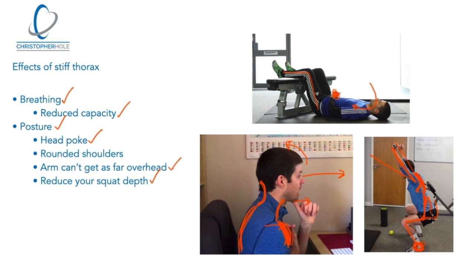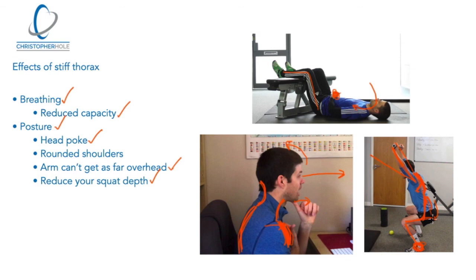So with regards to the 5 effects, so just as a quick summary, the 5 effects of a stiff thorax or a stiff thoracic spine is reducing the capacity to breathe, which is then going to have a ripple effect on the cardiovascular system and overall endurance. And then we've got posture, which is head poking forward, which is going to create an excessive lordosis of the neck. And then slightly more dysfunctional neck flexors. It's going to round the shoulders, create more compensations there.